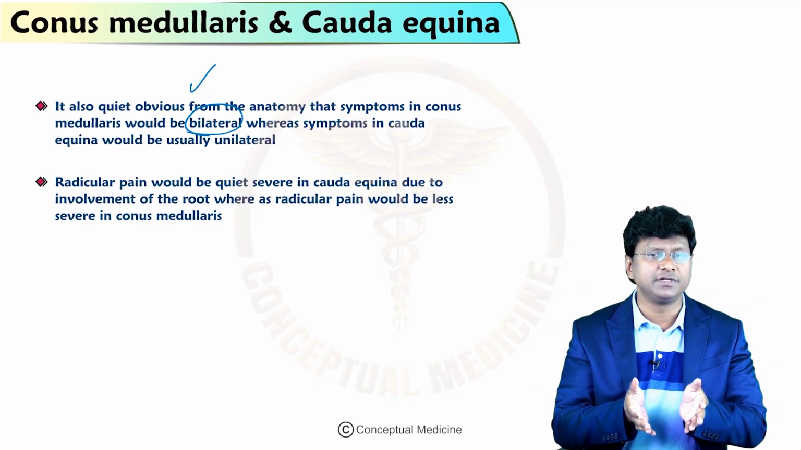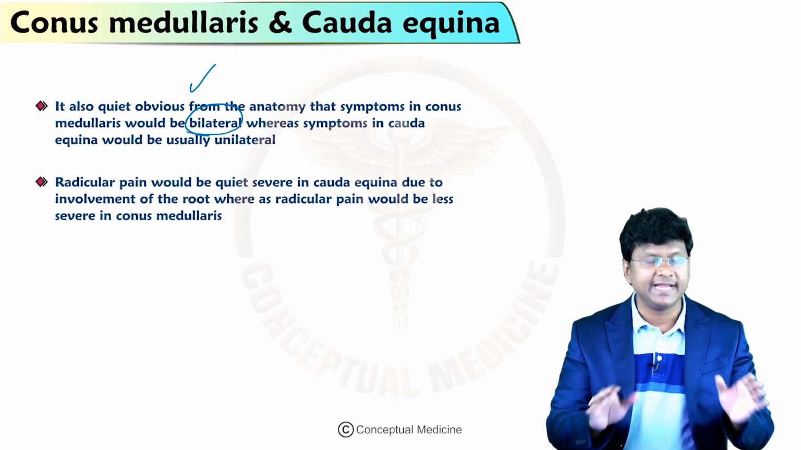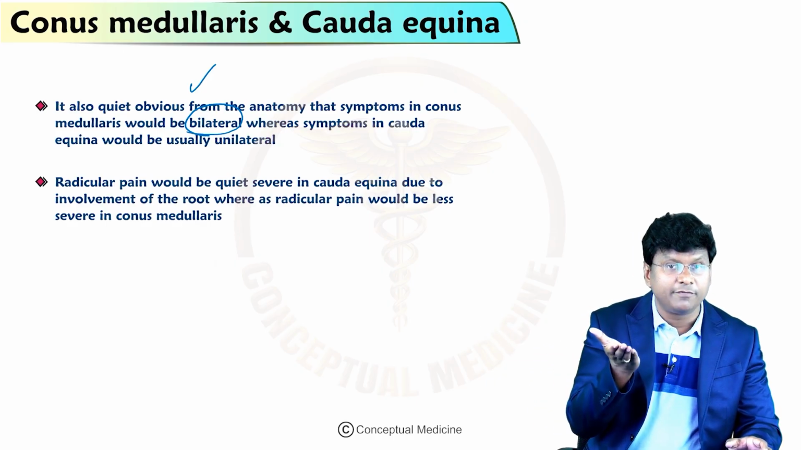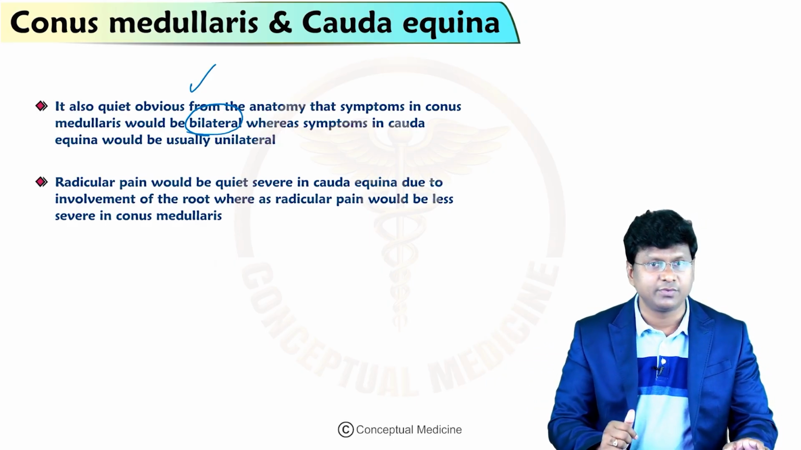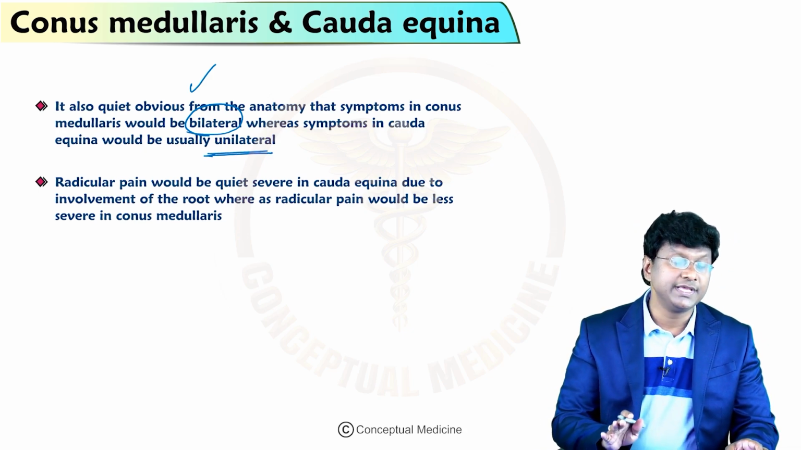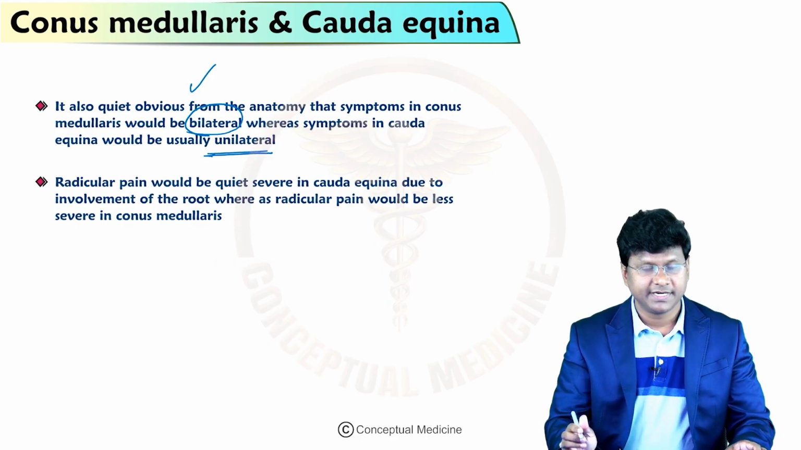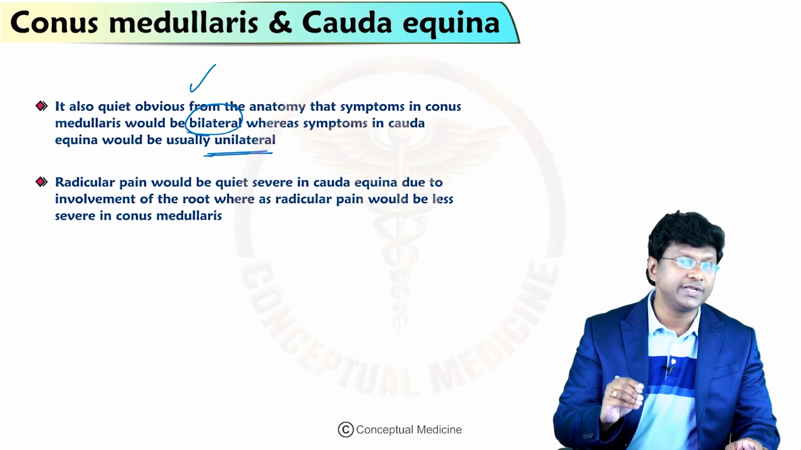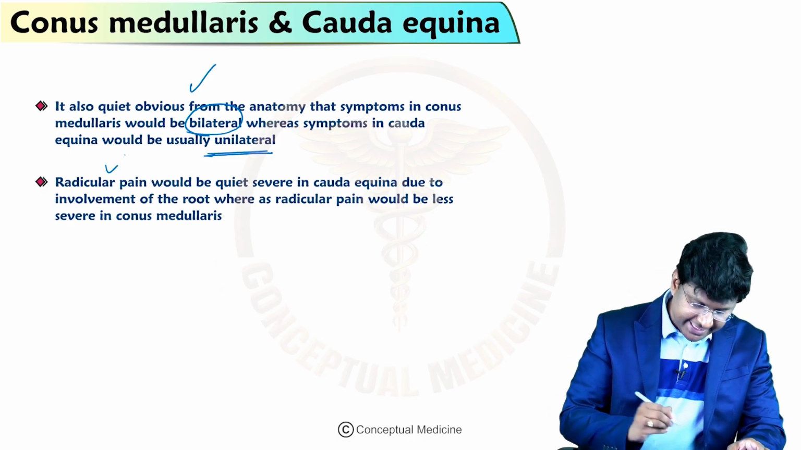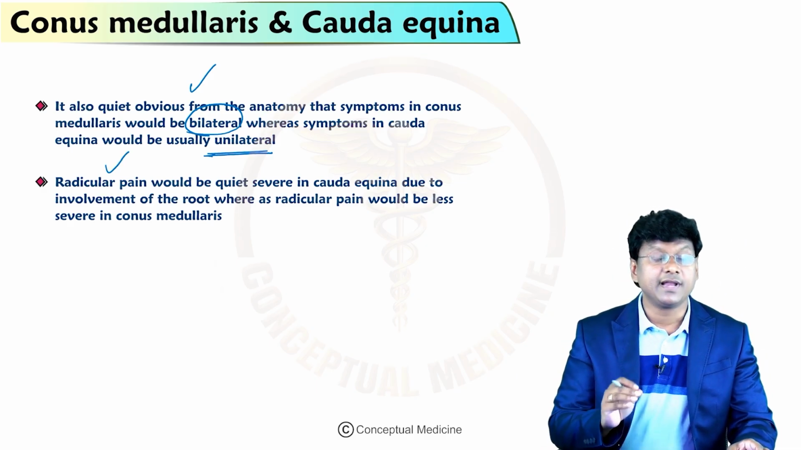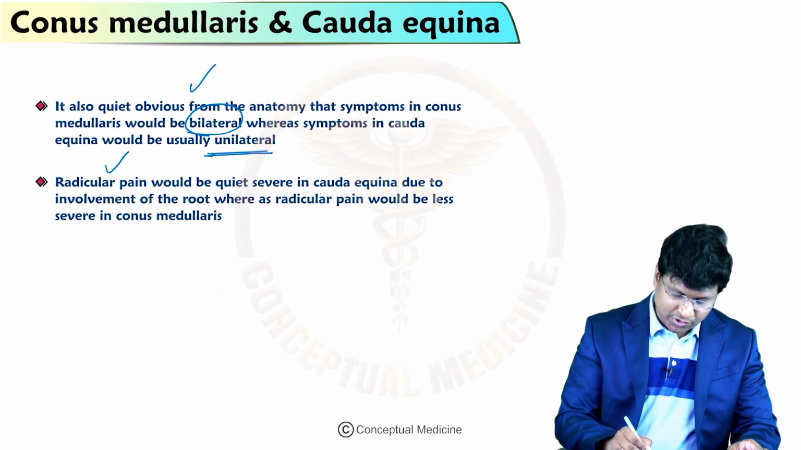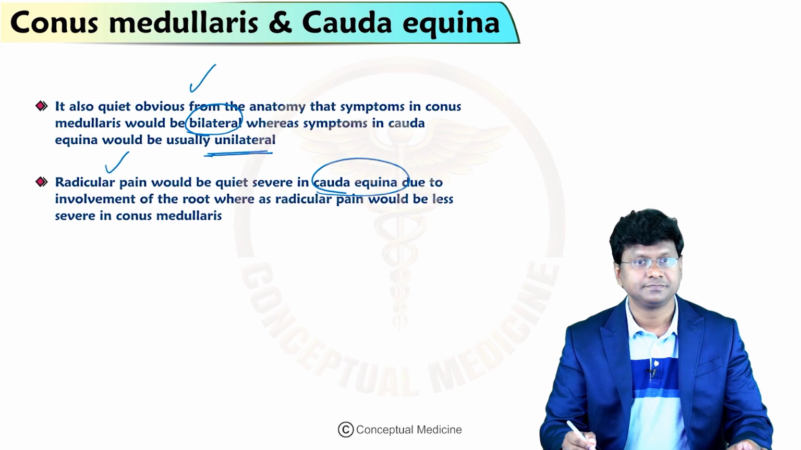So the entire group of the nerves will not be damaged at a time. There will be gradual involvement of the part of this cauda equina. Most of the time the symptoms are usually unilateral, right? And in case of cauda equina, radicular pain would be quite severe.